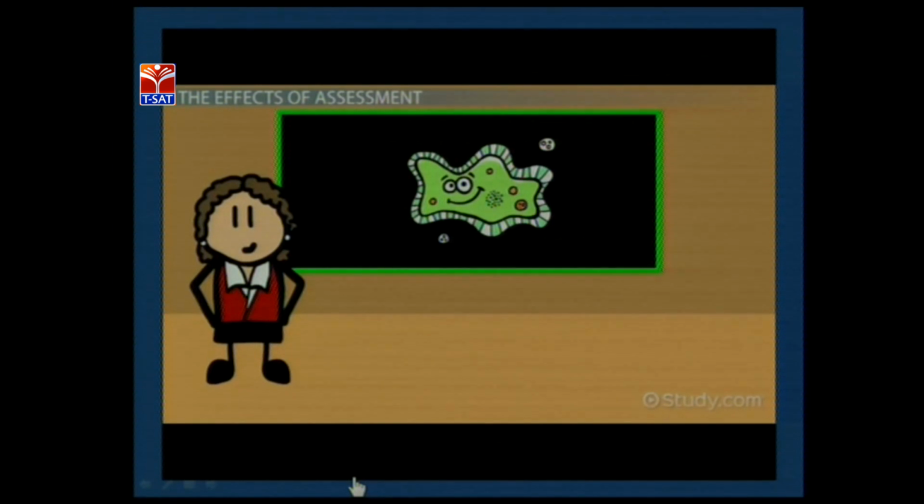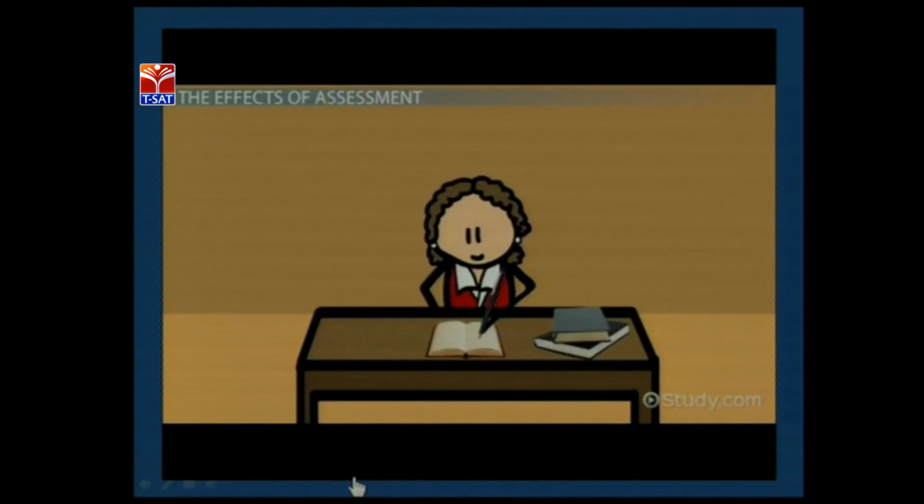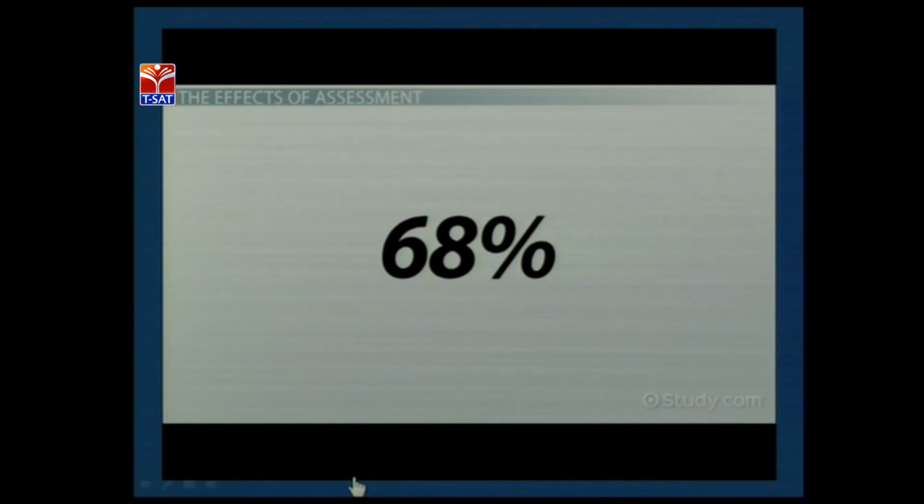Imagine this situation. Mrs. Brown is a 12th grade biology teacher. After finishing the unit on cell division, she gives a 50-point multiple choice test. Upon grading the exam, Mrs. Brown realized the average class grade was a 68%, far below the cutoff line for passing.